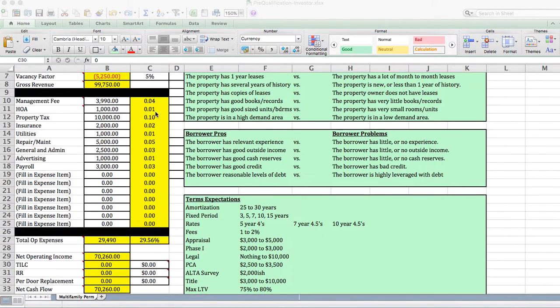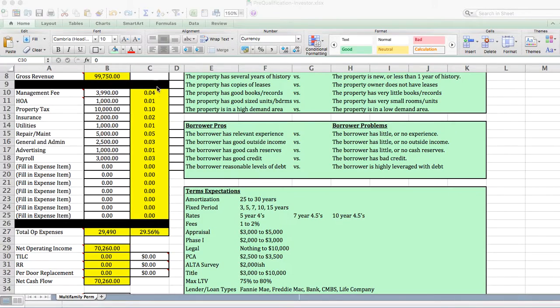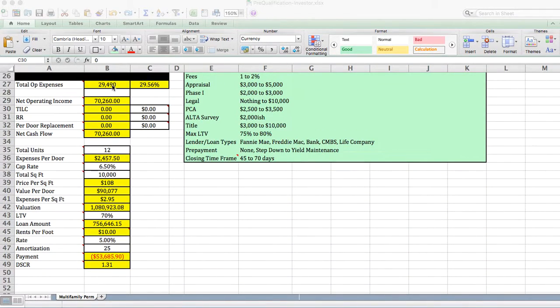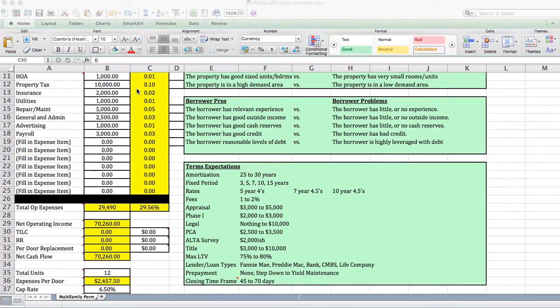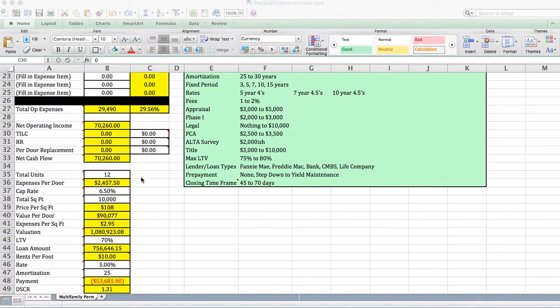You'll notice over here that these calculations just give a ratio off of the gross revenue, which gives you some numbers to compare. Call it 4% right here, or 0.04. This is 1% of that, 10% and such, just to give you an idea. As we go down, this will total up the total expenses, and it'll give you again a percentage. This is 29.56% of, again, the gross revenue, to give you a frame of reference.